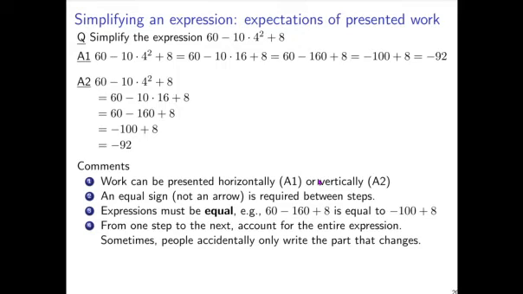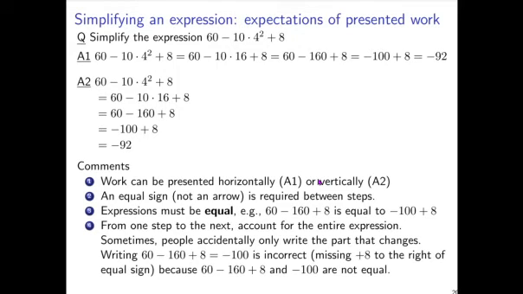Sometimes people only write the part that changes. So writing, for instance, 60 minus 160 plus 8 equals negative 100 is incorrect because of the missing plus 8. So just keep in mind, equal doesn't mean the next step. Equal really means equal. So that's why after an equal sign, what you write has to be equal to what was there previously. How about solving an equation?